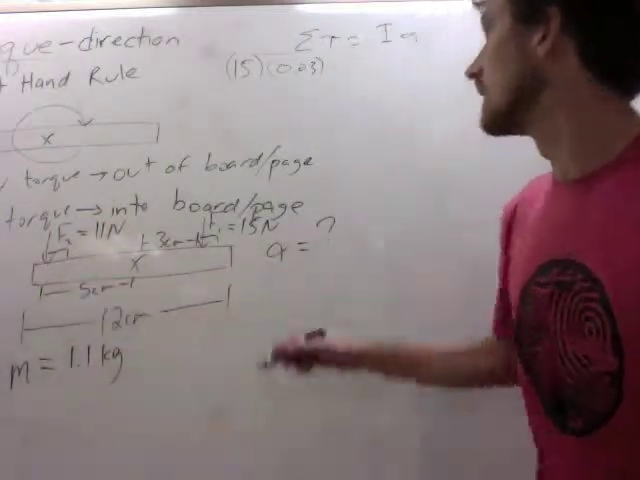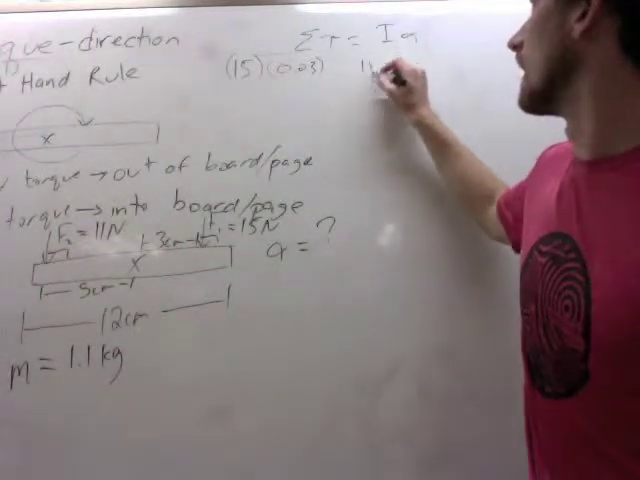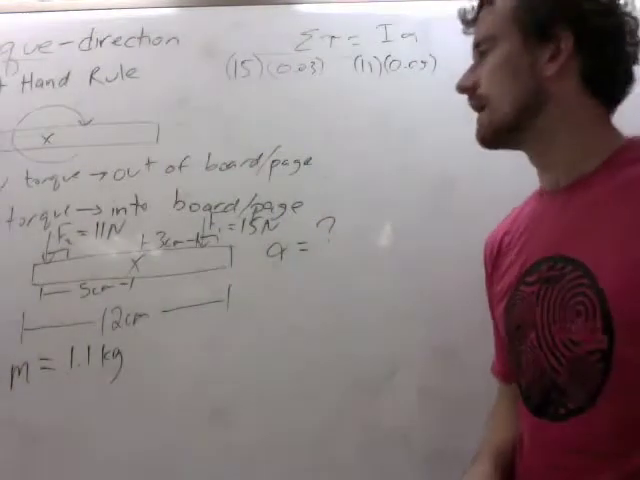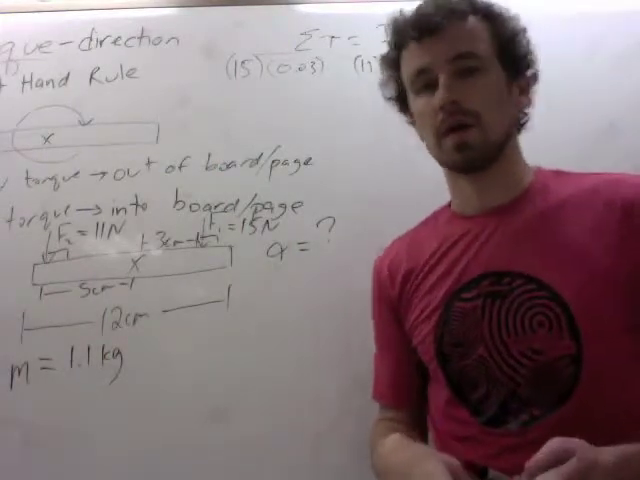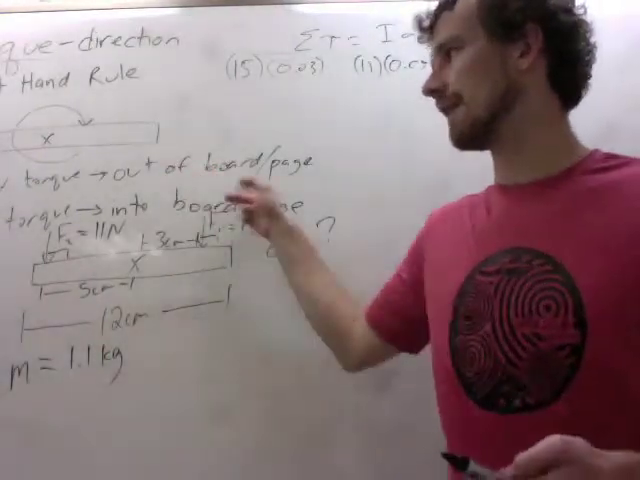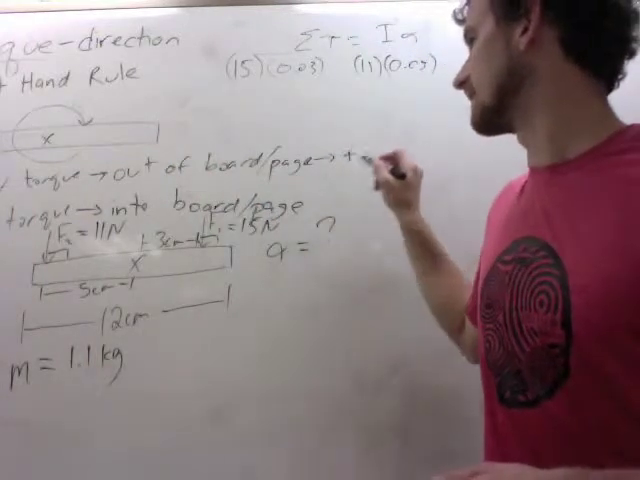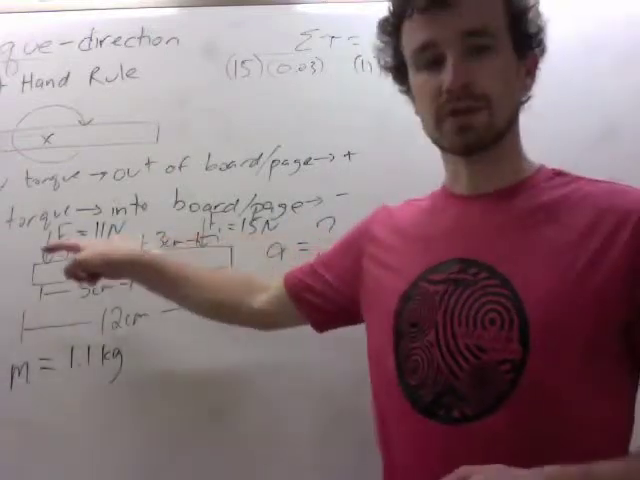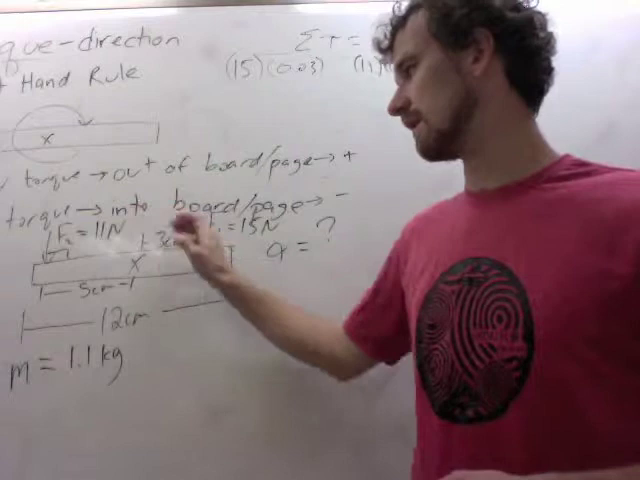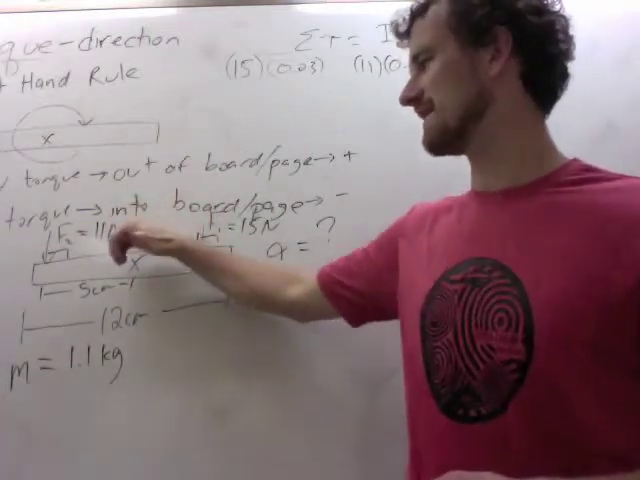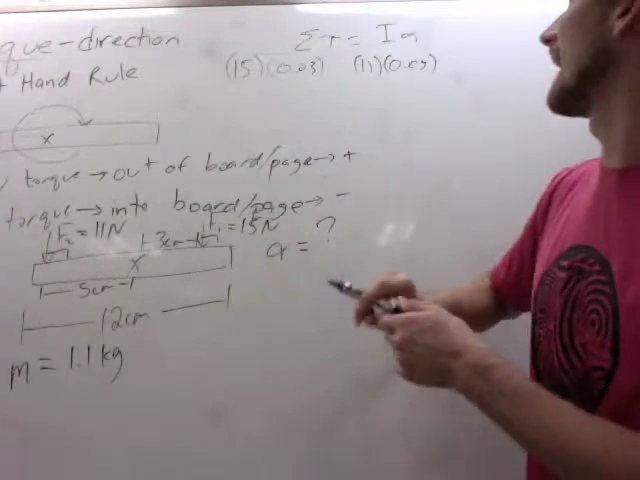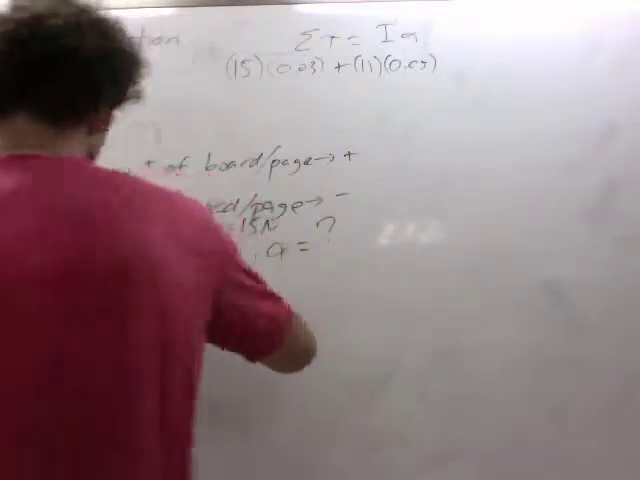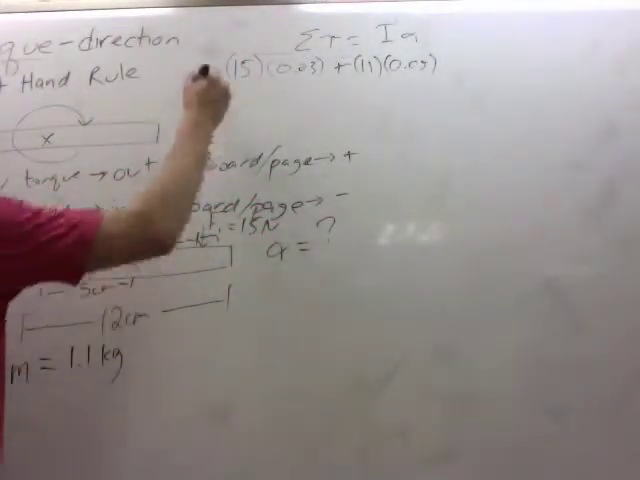Now this force is providing a torque of 11 newtons times the lever arm 0.05, but they're in opposite directions. We're going to call the out of the board or out of the page direction positive, and we're going to call the into the board or the page direction negative. So this force would produce a torque in the counterclockwise direction, which is out of the page. So that will be a positive torque. This one is producing a torque that goes into the board, so we're going to call that negative.